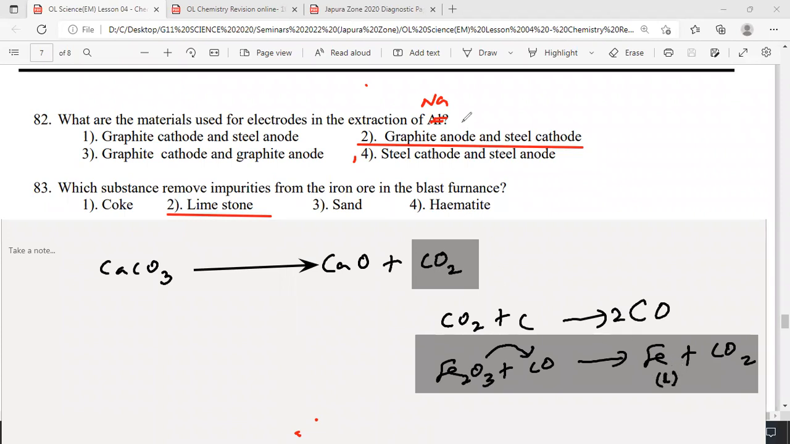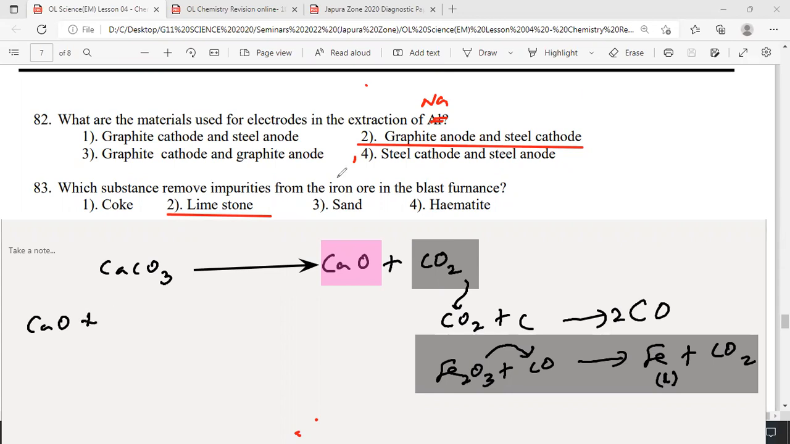Now the next problem, what will happen to calcium oxide? So now you understood the importance of carbon dioxide: carbon dioxide makes carbon monoxide, and carbon monoxide removes oxygen from hematite, giving us the main product iron. What are the two products of calcium carbonate decomposition? Calcium oxide and carbon dioxide. Carbon dioxide is used up for this, and calcium oxide combines with the impurities to remove them.